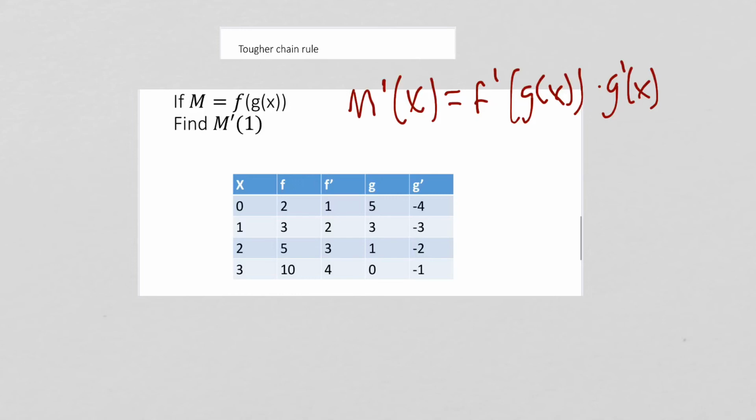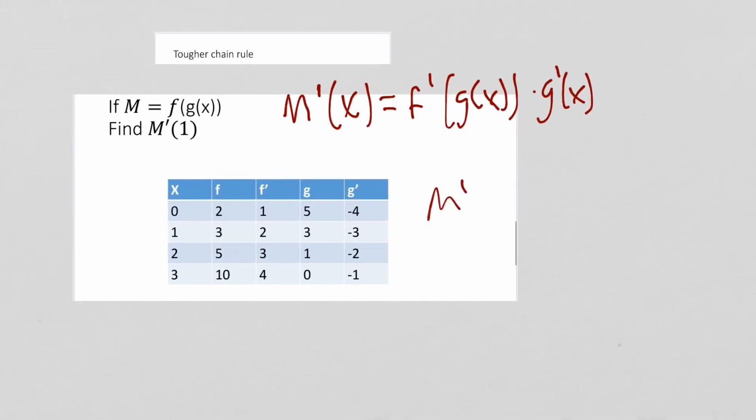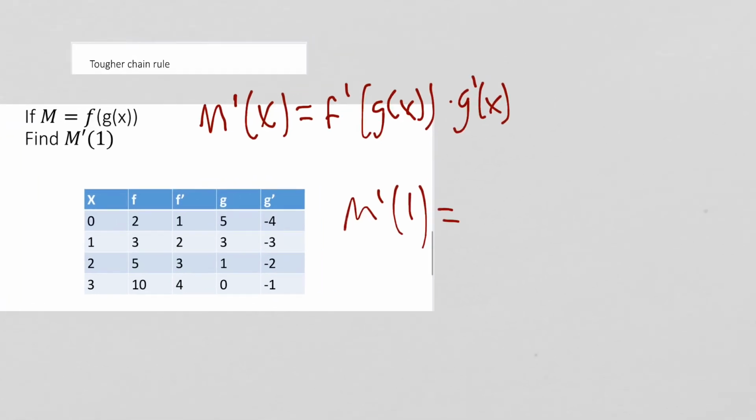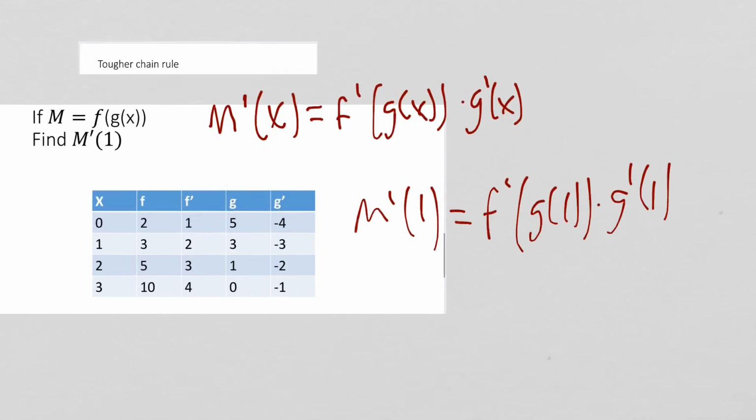So then think back to how we did these other table examples. What do we have to do? Well, we have to define m prime 1. That's what we're trying to find. Replace all your x's with 1s. F prime g of 1 times g prime 1. So what's getting plugged into f prime is g of 1. So we've got to determine what g of 1 is first.